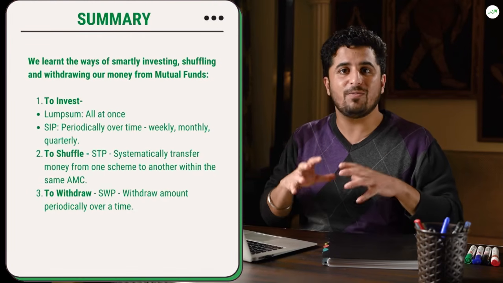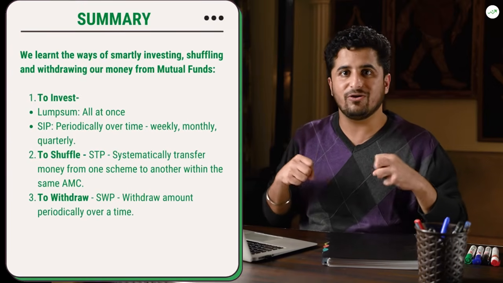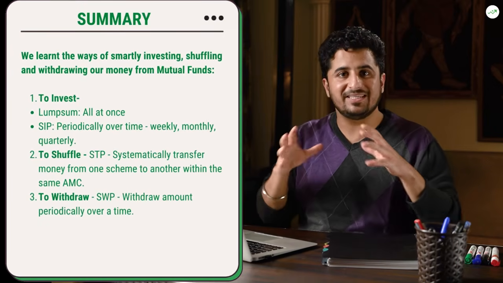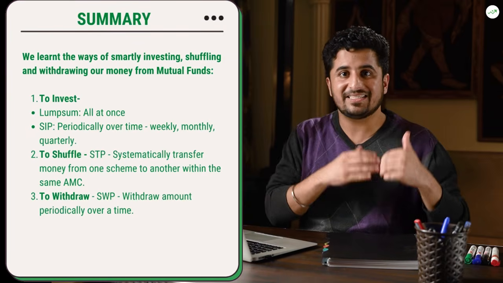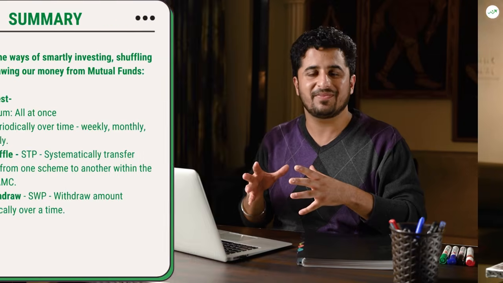Well, with that, I hope I have been able to explain to you the ways of investing and withdrawing your money through various techniques: SIP, lump sum, STP, SWP. See you in the next chapter, where we're going to talk about how we go about choosing the category of mutual fund that we need to invest in.